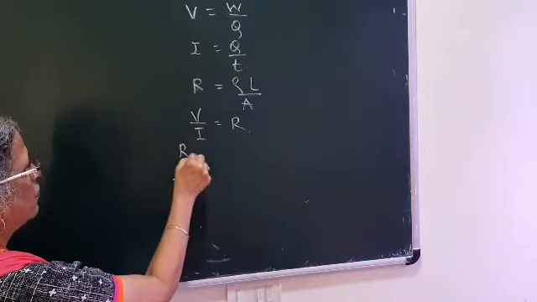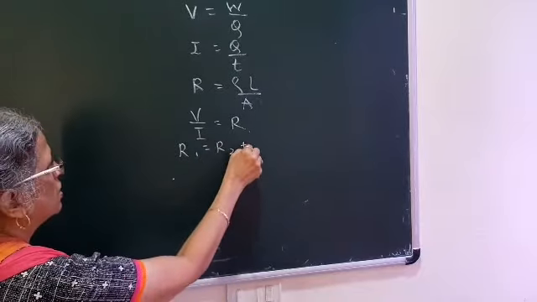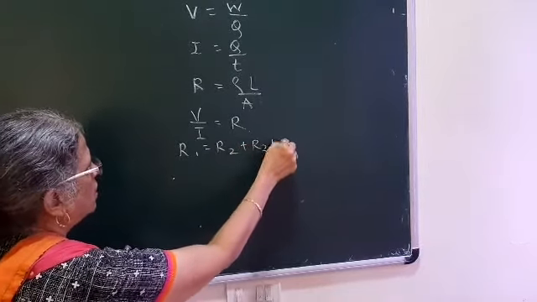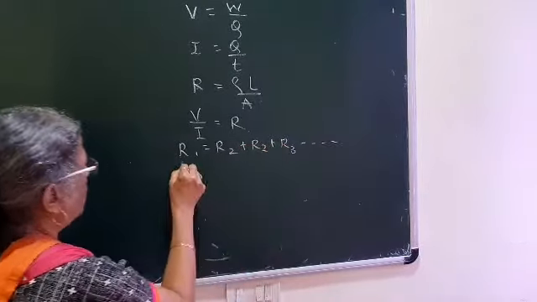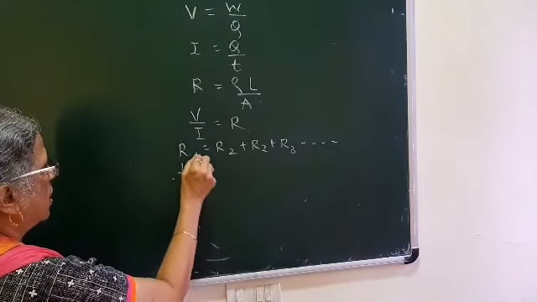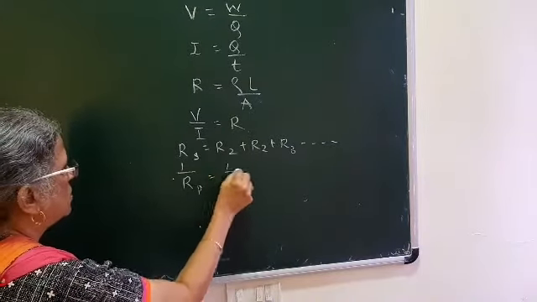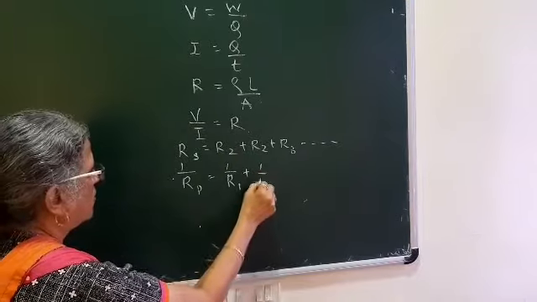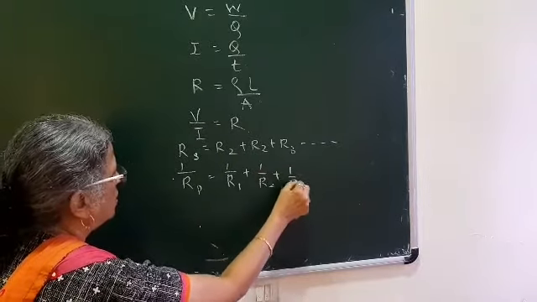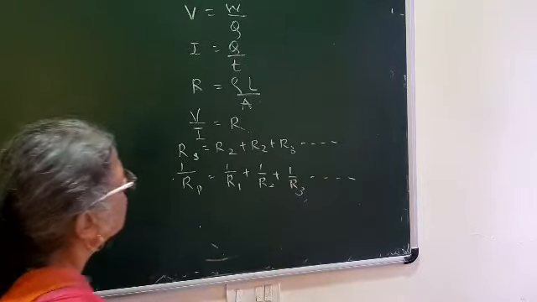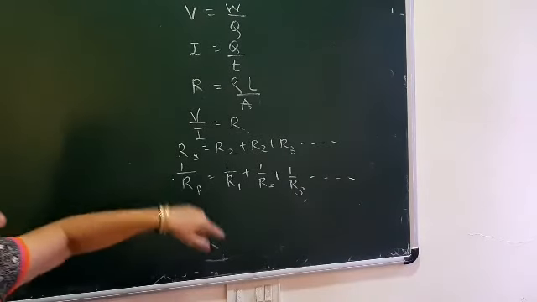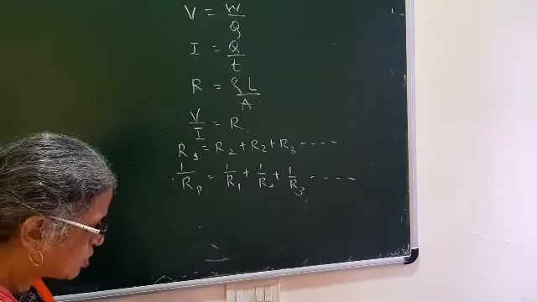Then we have seen Rs is equal to R1 plus R2 plus R3 and so on, and for resistances in parallel we will have 1 upon Rp is equal to 1 upon R1 plus 1 upon R2 plus 1 upon R3 and so on. Followed? So these are the general formulae we are going to use for solving the problems.